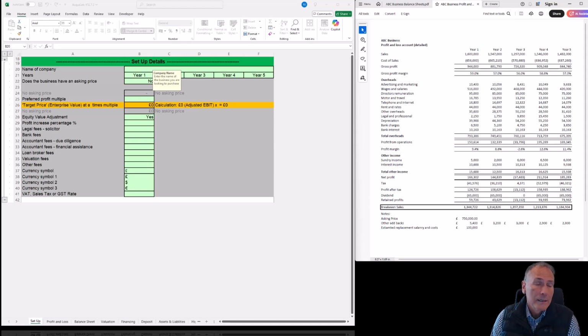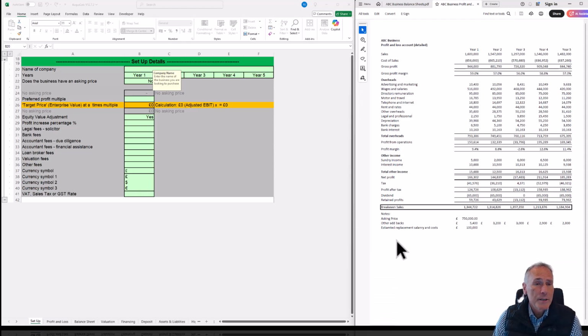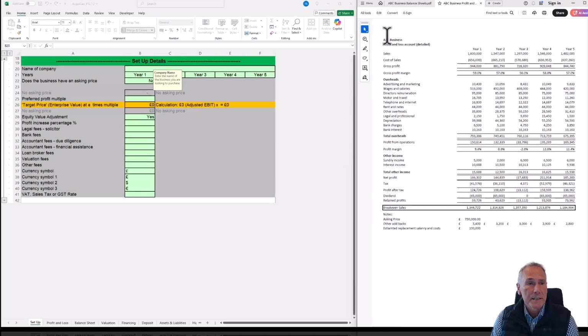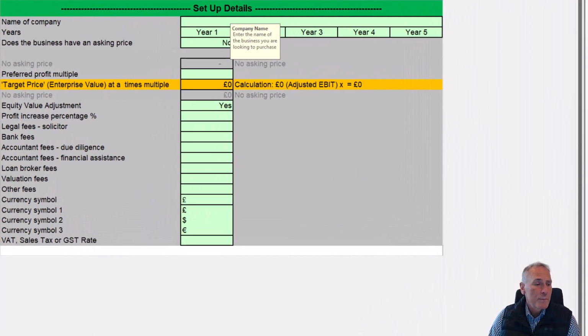Spreadsheet template designed to help you value a business and also to calculate how to finance the acquisition. I'm going to do this by using an example business, ABC Limited. So to begin with, I'm going to start with the setup page.